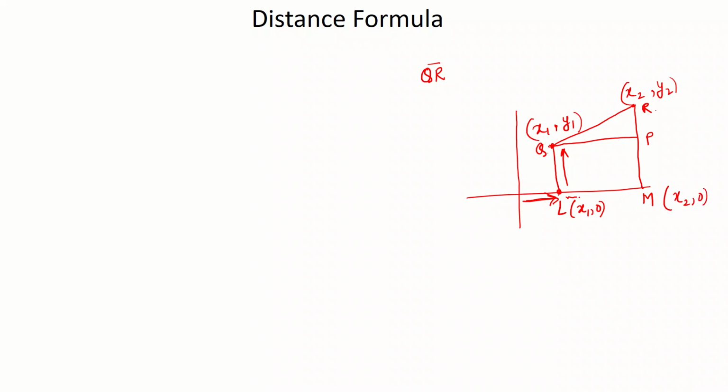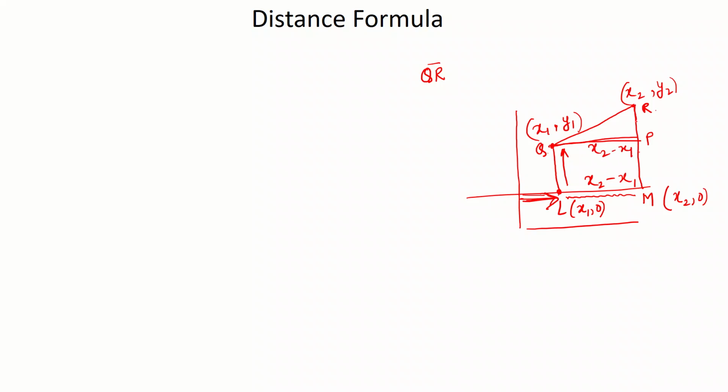So what is this distance LM? LM is of course this entire distance, which is x2 minus x1, because this distance over here is x1. So this entire distance minus this distance gives us the length of LM. So we get LM equal to x2 minus x1. Now because LMPQ is a rectangle, LM is equal to QP, so PQ is also equal to x2 minus x1. Perfect, no problem.